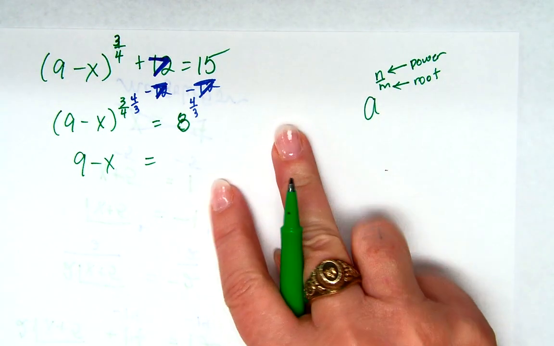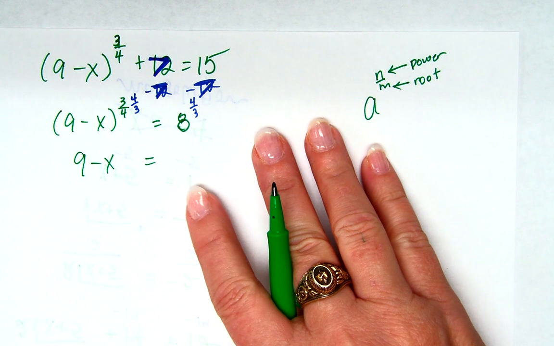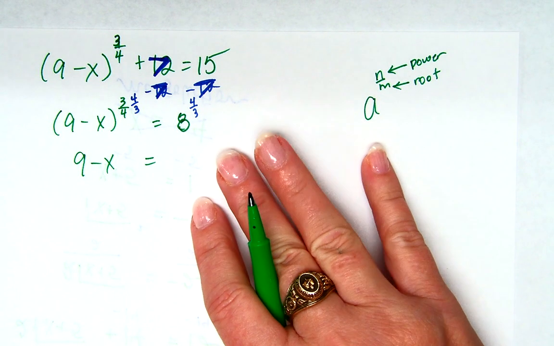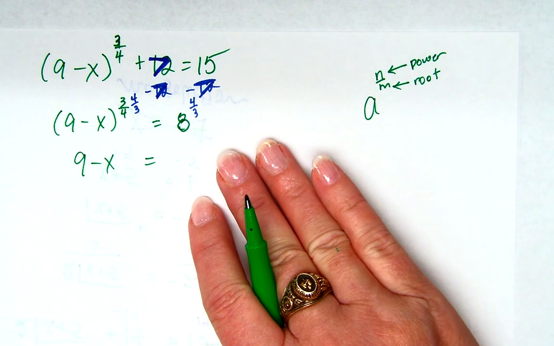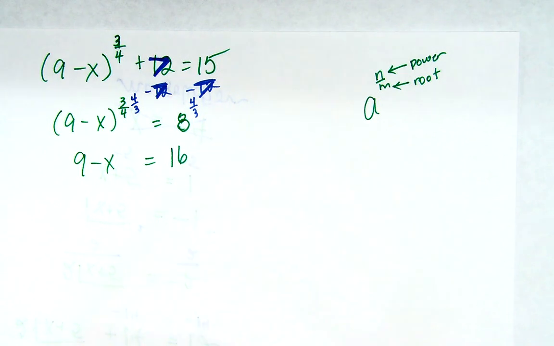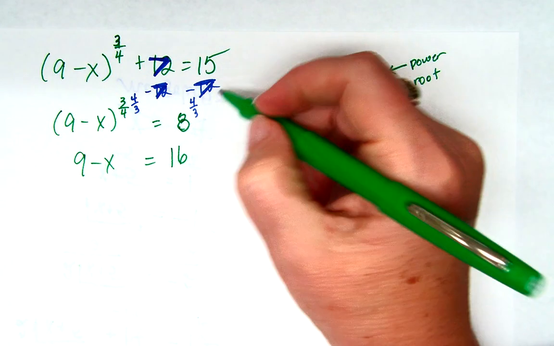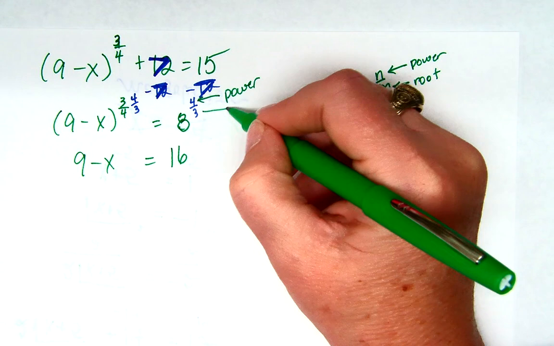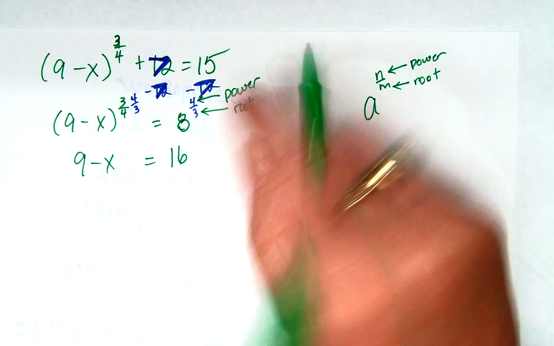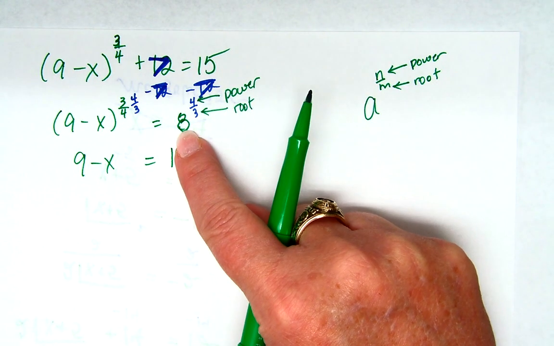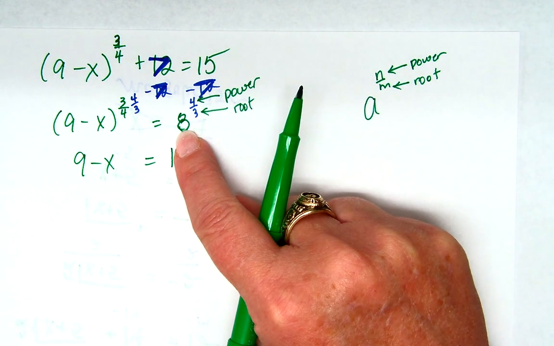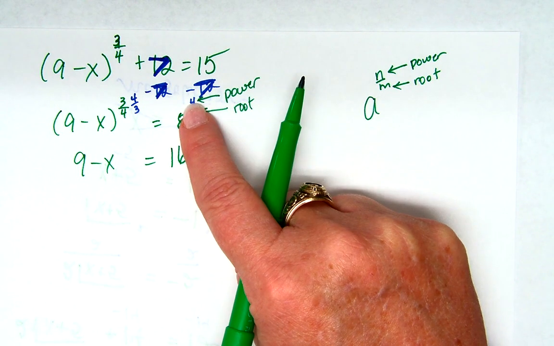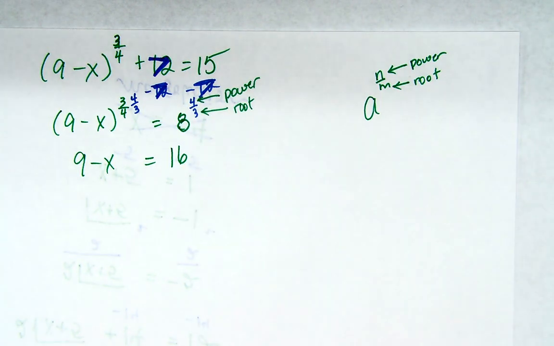2 times 2 times 2 times 2. 2 times 2 is 4. 4 times 2 is 8. 8 times 2 is 16. Okay? So the numerator is the power. Denominator is the root. So we took the cube root first to make this a smaller number of 2. And then we said 2 to the 4th power was 16. Does that make sense? What do I have left to do to solve this?